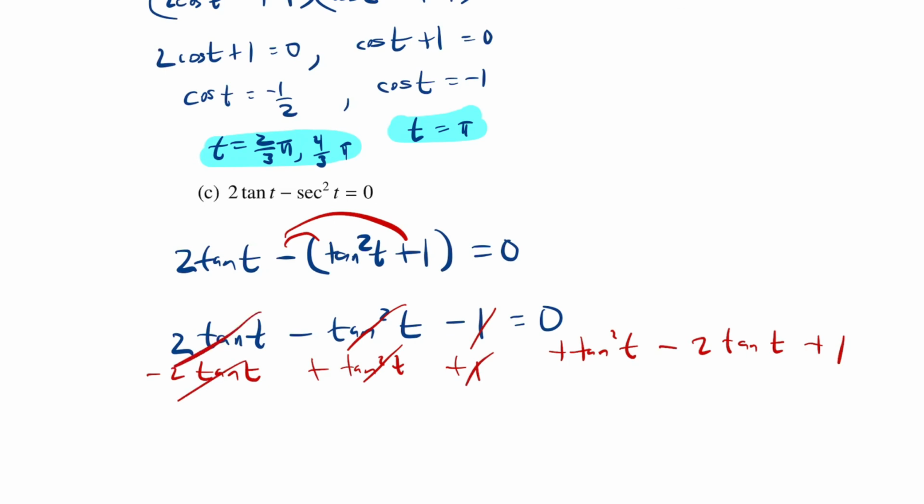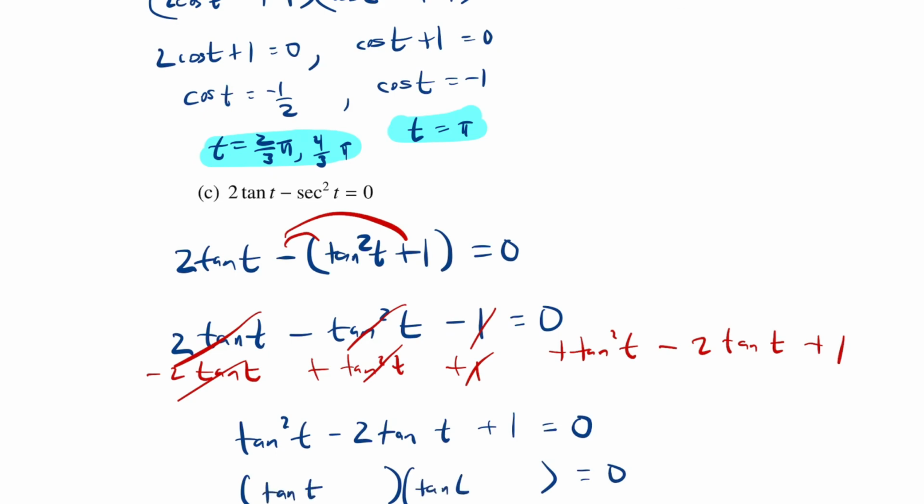For sure we need tangent times tangent to get tangent squared. And to get 1, well, the only way to get 1 is 1 times 1. However, we do need the middle terms to add up to negative 2 tan t. So the two terms have to add to negative 2. And the only way that can happen is if these are both minus. Because a negative times a negative is a positive, and a negative plus a negative is a negative 2 tan t. So now we can set these equal to 0.